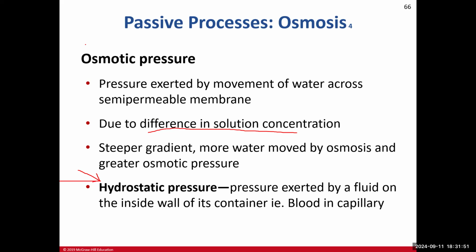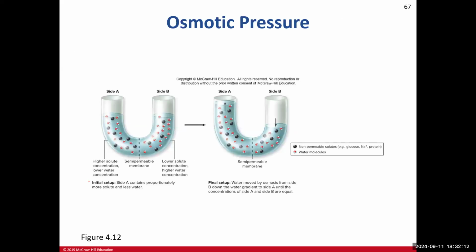Right? But keep that in mind about what osmotic pressure is. It's just that pressure that water exerts as it's moving across the plasma membrane. And what influences that pressure? Solute concentration, okay? Especially if it's a big difference, if it's a steep concentration gradient. So that's what this picture is showing us.